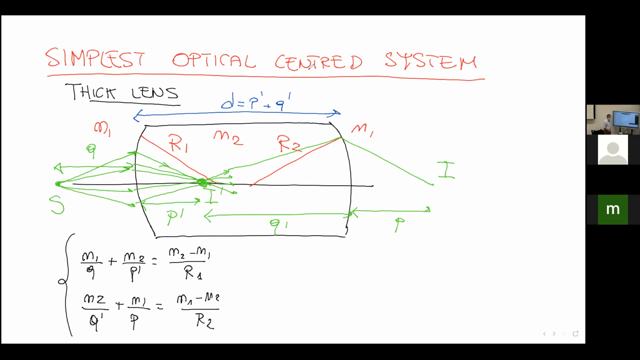However, you can go to the so-called limit of the thin lens. So what is a thin lens? A thin lens is a lens which has got a thickness that is much less than the radius of curvature and the coordinates of the image and the source points. So you consider thickness very, very thin.